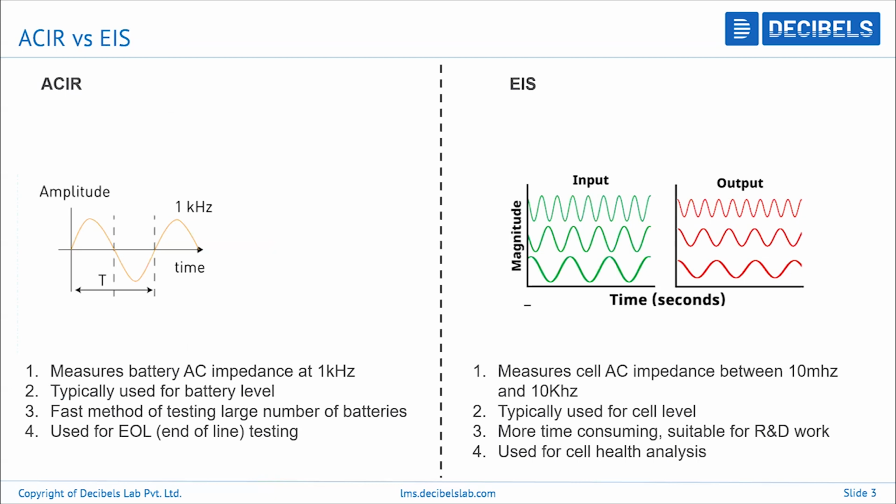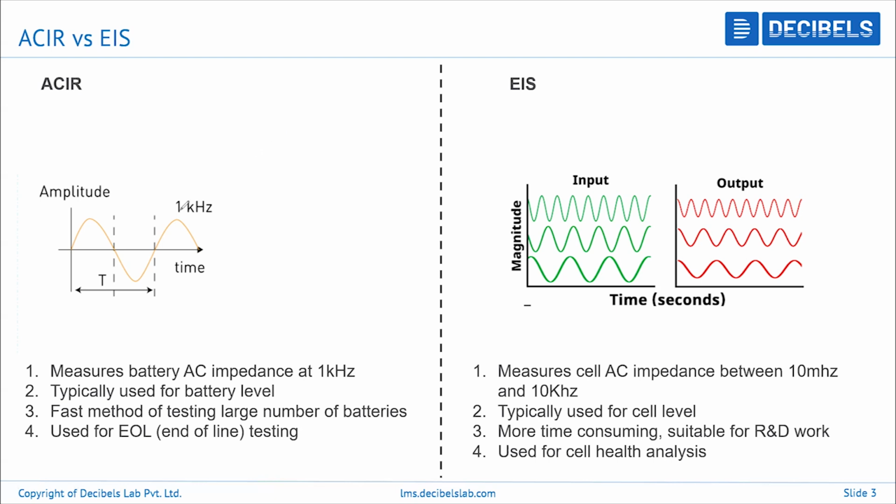Okay, so beginning with ACIR versus EIS. As briefly introduced before, there are two methods of performing impedance spectroscopy. One is ACIR, abbreviated as alternating current internal resistance, and the other is EIS, which stands for electrochemical impedance spectroscopy. Each one has been developed for a specific purpose, and each has its own features, limitations and ranges. To begin with, ACIR is very simple.